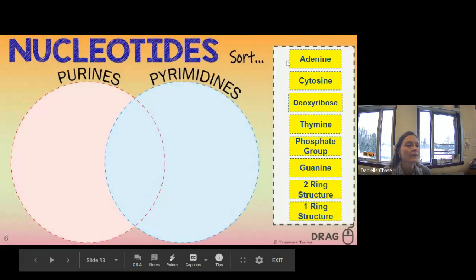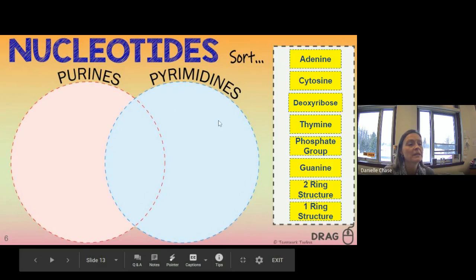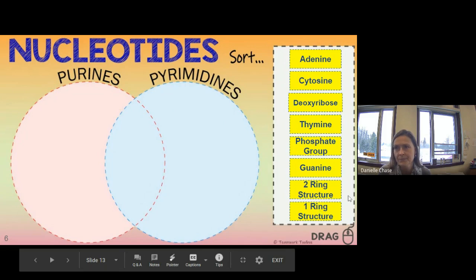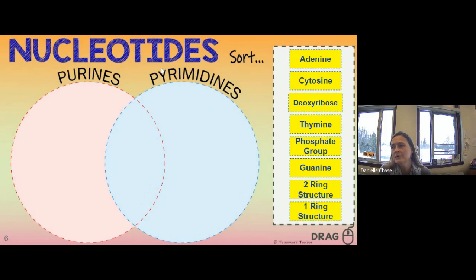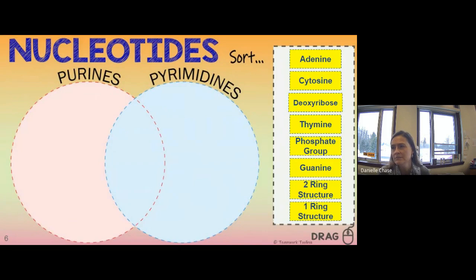So we're going to use now the little cards on the right, and you're going to click and drag them. Does it describe a purine? Is it describing a pyrimidine? Or does it fall under all kinds of nucleotides, any kind of nucleotide? So we've got adenine, cytosine, deoxyribose, thymine, the phosphate group, guanine, a 2-ring structure, a 1-ring structure. So with the last couple slides that we've completed, and this previous slide too, those should all help you figure out where to put these cards.